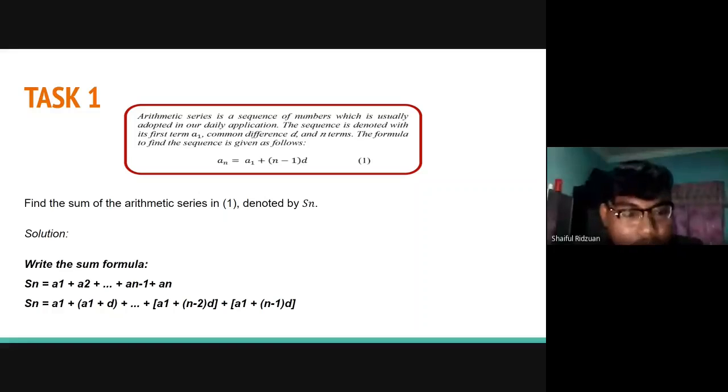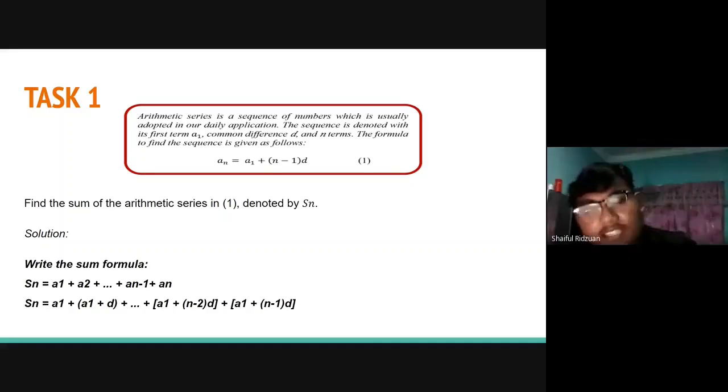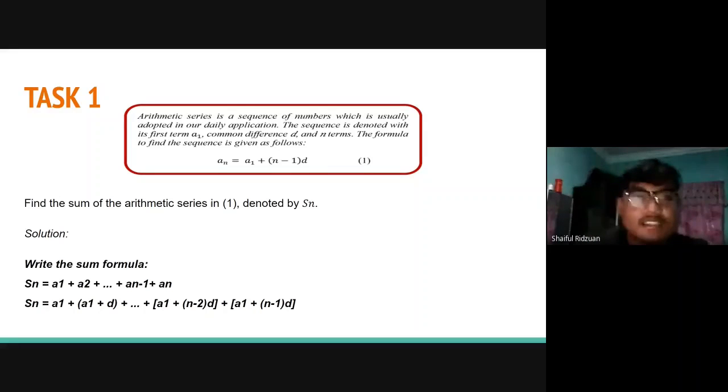Okay, so how do we find Sn? We write the sum formula: Sn equals A1 plus A2 plus ... plus a(n minus 1) plus an. After that we know Sn is equal to A1 plus (A1 plus D) plus ... plus (A1 plus (n minus 1)D).